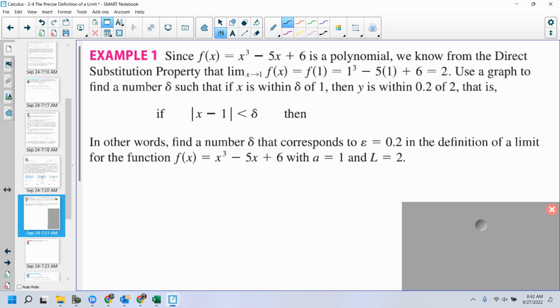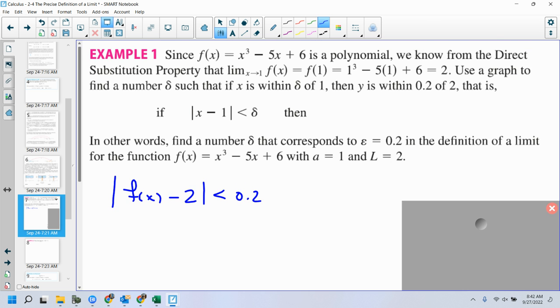What do I mean by that? Well, I have to say the absolute value of the function f of x minus the true limit has to be less than 0.2. That's our acceptable range. That's what we're looking at here. Well, we know the value of our function: the absolute value of x to the third minus 5x plus 6 minus 2 is less than 0.2.